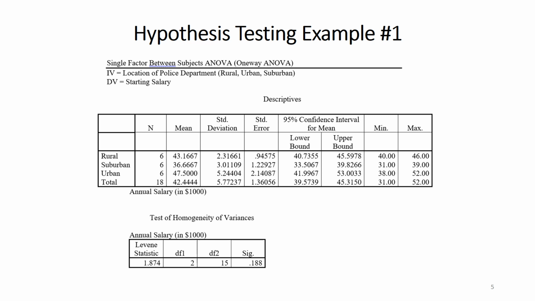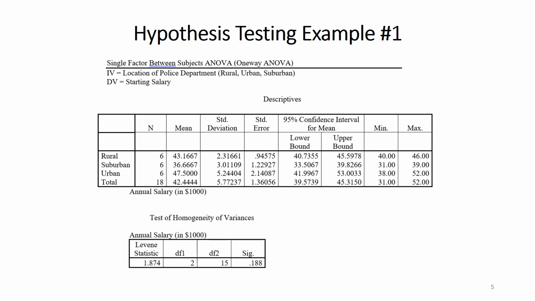The descriptives box, similar to what we've seen on other outputs, gives us a breakdown of what our sample looks like. Whenever you run a one-way ANOVA, SPSS will have, below the box, the dependent variable listed. So you'll see there it says annual salary and then in parentheses in $1,000, just to make it simple. Then within the box, along that first column on the left-hand side, you will see listed the different levels of our factor, or the different levels of our independent variable. So we have rural, suburban, and urban.